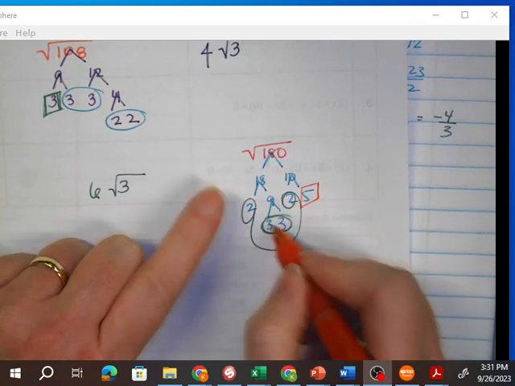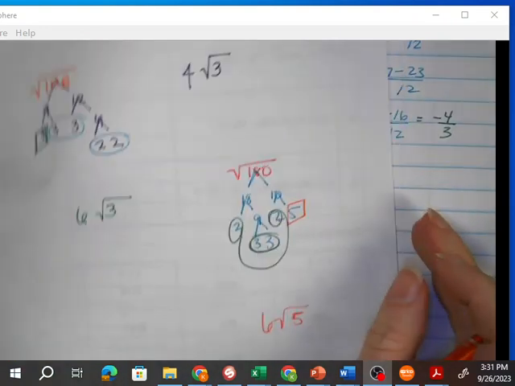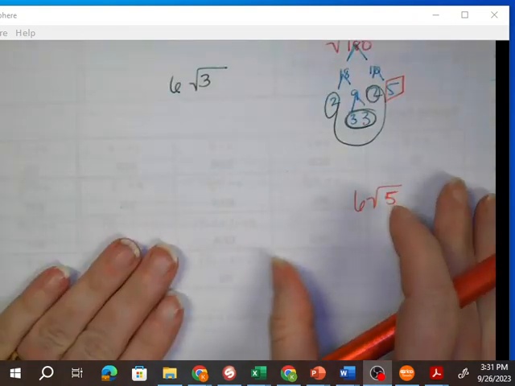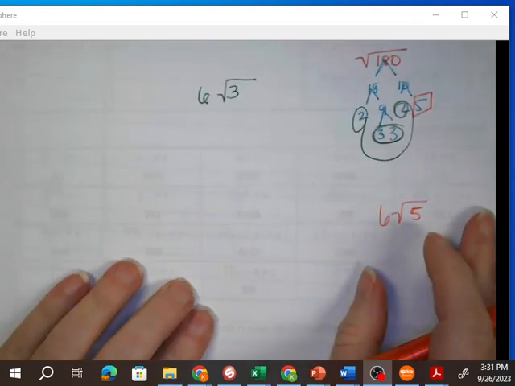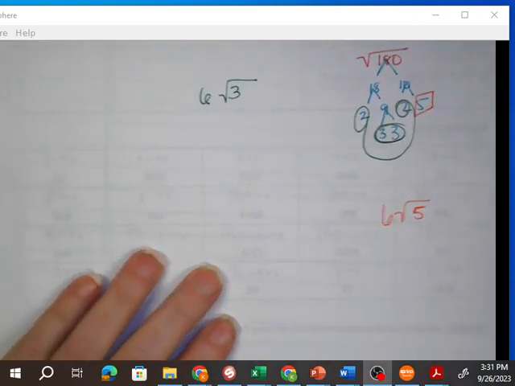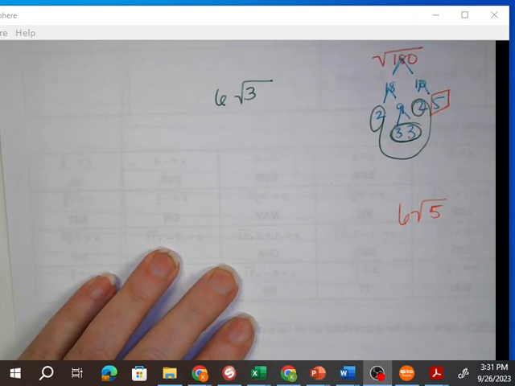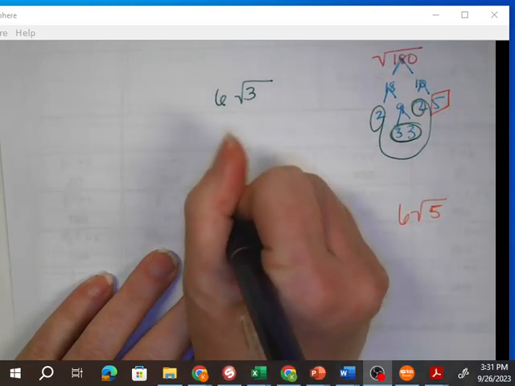So there's a group of 2s and a group of 3s. 2 times 3 is 6. Y'all okay? Yeah? Y'all want to try one more? Sure. Square root 60.